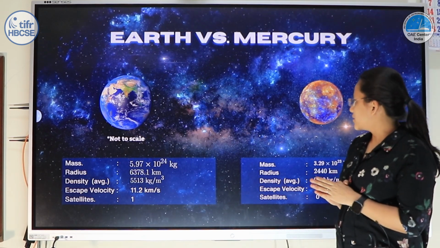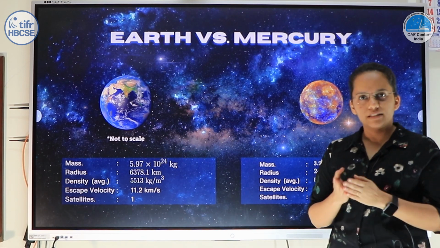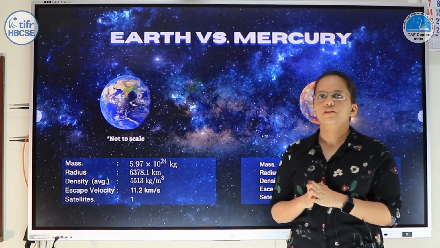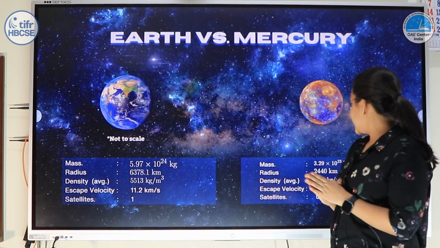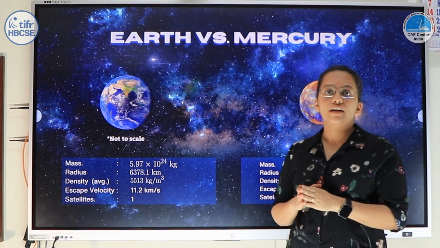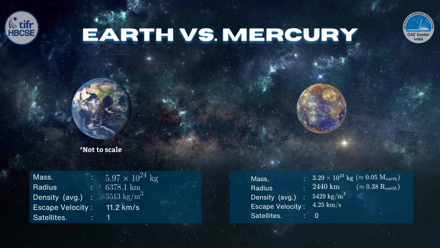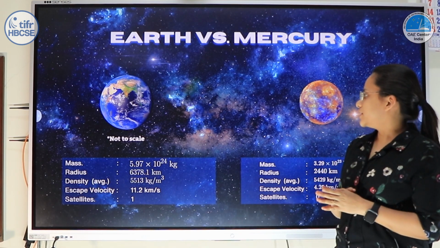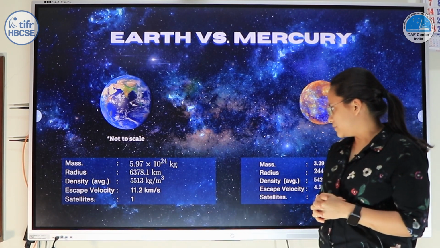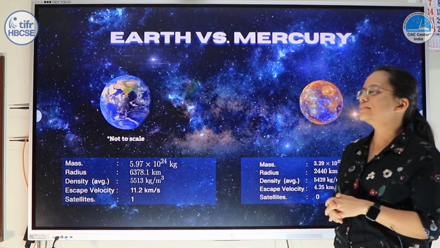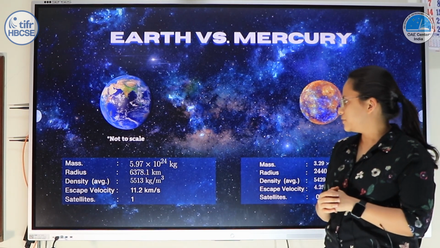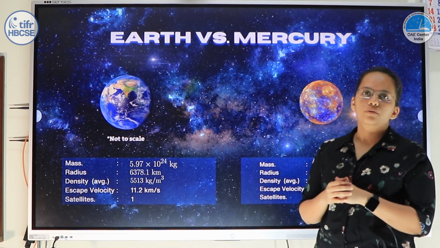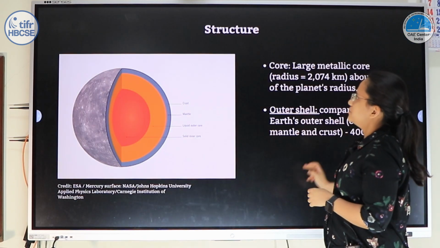So now let us see what the mass and radius and other basic properties of Mercury are with respect to Earth. So mass of Mercury is nearly 0.05 times that of Earth. The radius is 1/3 that of Earth. That means on the diameter of Earth you can actually place 3 Mercury planets side by side. The density of Mercury is almost equal to that of Earth, whereas the escape velocity is nearly less than half that of Earth, and it has no natural satellites.